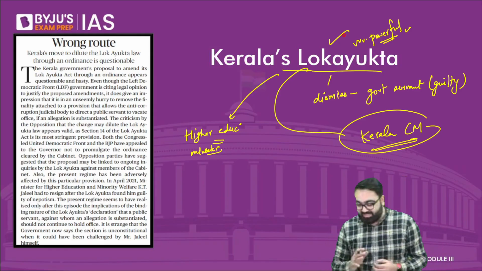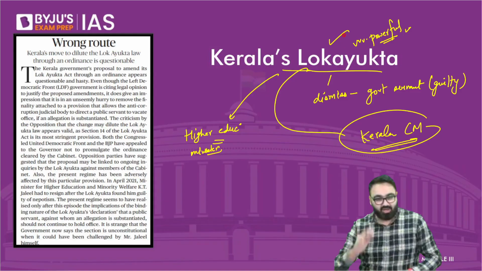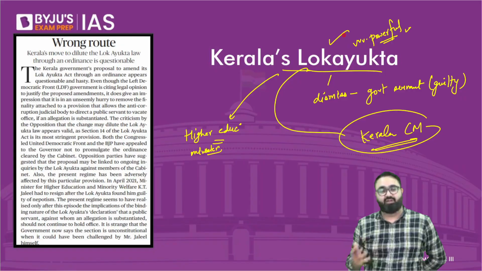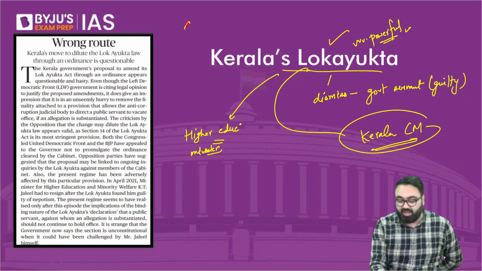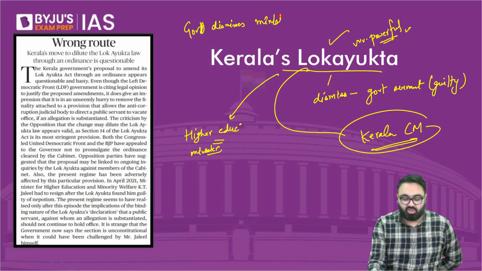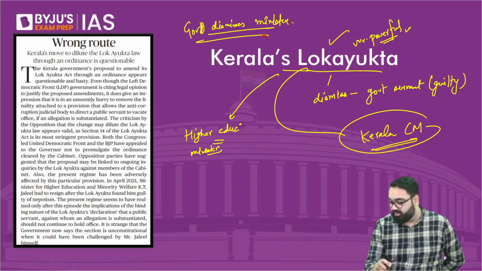Why? They said, and this is all true, the government of Kerala said, this law is against the Constitution of India. Why? They said that only governor can dismiss ministers. If you look at the constitution, only governor can dismiss the ministers. So they said this is against the constitution, so we are removing this law.